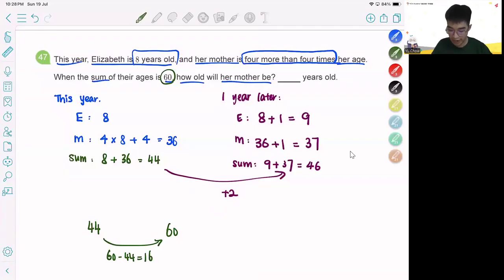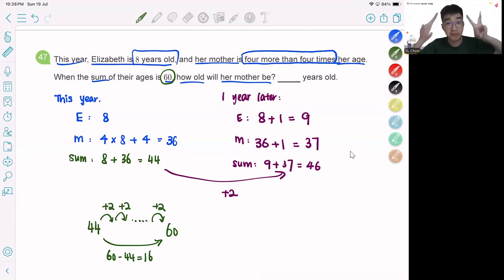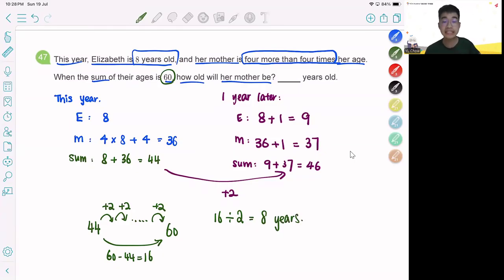But do take note, every 1 year, the age sum increases by 2. Every 1 year increase by 2. How many such every 1 year increase by 2 do you need to get an age sum of 16 increasing? So that will be 16 divided by 2. Every year plus 2, every year plus 2. It will take you 8 years, so that you can reach the desired age sum. So that means it will be 8 years later for both of them.